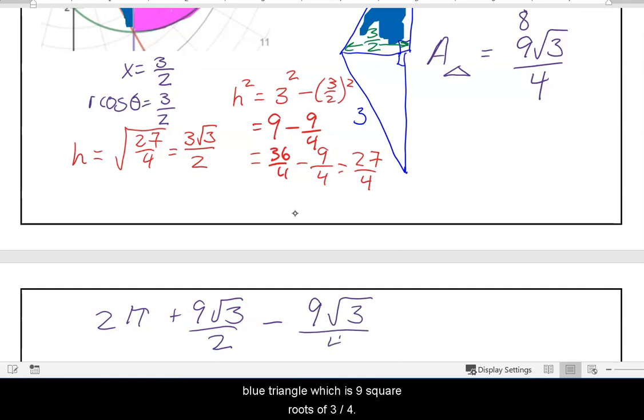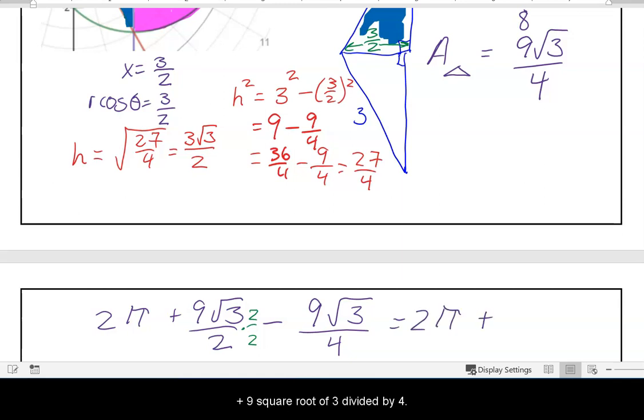To get a common denominator, I could multiply the first term by 2 over 2, giving me 18 square root of 3 over 4 minus 9 square root of 3 over 4, which would result finally in 2 pi from the front plus 9 square root of 3 divided by 4. That represents the area of just the pink region.